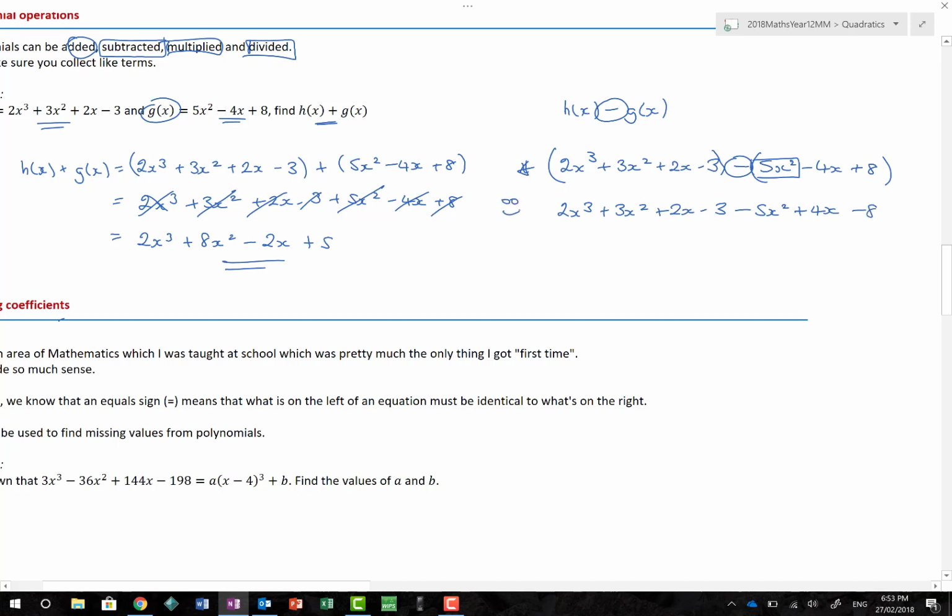And again, we can use this to do h of x times g of x, or even h of x divided by g of x. Now in this situation, I'd probably use my CAS, unless the question was particularly evil and wanted me to do it longhand.